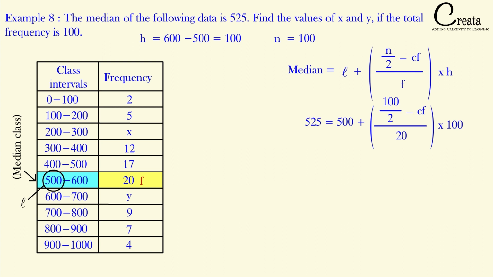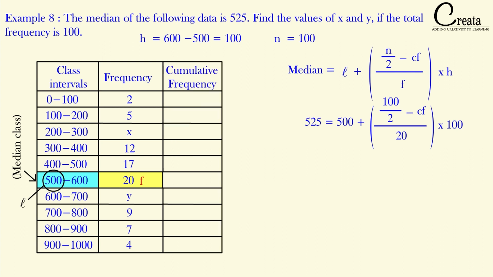For that, let's add one more column. How do we find the cumulative frequency? We add the frequencies. 2 will come here. Here it will be 5 plus 2, which is 7. Here it will be 7 plus x. x is the missing value that we have to calculate. Here it will be 12 plus 7 plus x, which is 19 plus x. Similarly, we will keep on adding. We got 36 plus x, 56 plus x. Here we have to add y. So it will be 56 plus x plus y. Here it is 65 plus x plus y, 72 plus x plus y, and 76 plus x plus y.